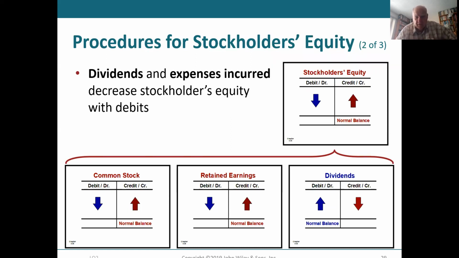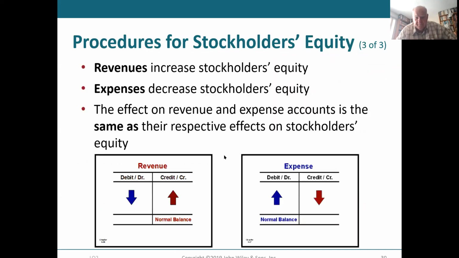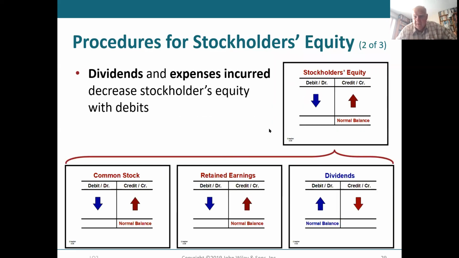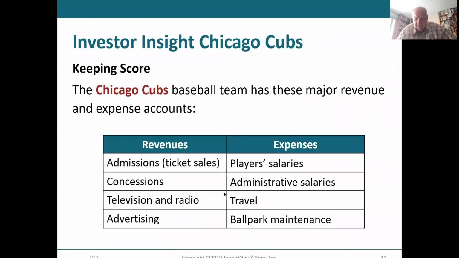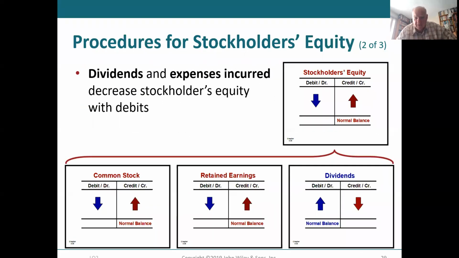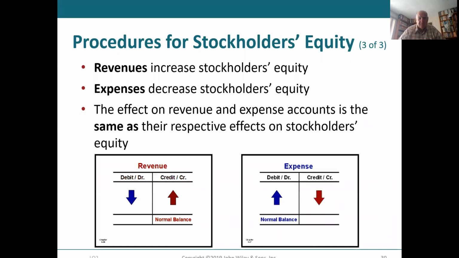Procedures for stockholders' equity. Well, we just looked at this. Stockholders' equity is a credit balance consisting of credits in common stock, retained earnings, got happy fingers, I'm sorry, and debits are an opposite. Revenues always increase stockholders' equity. When you credit a revenue, that revenue credit is eventually going to find its way up into stockholders' equity. When you debit an expense, that expense is going to work its way up into your stockholders' equity.